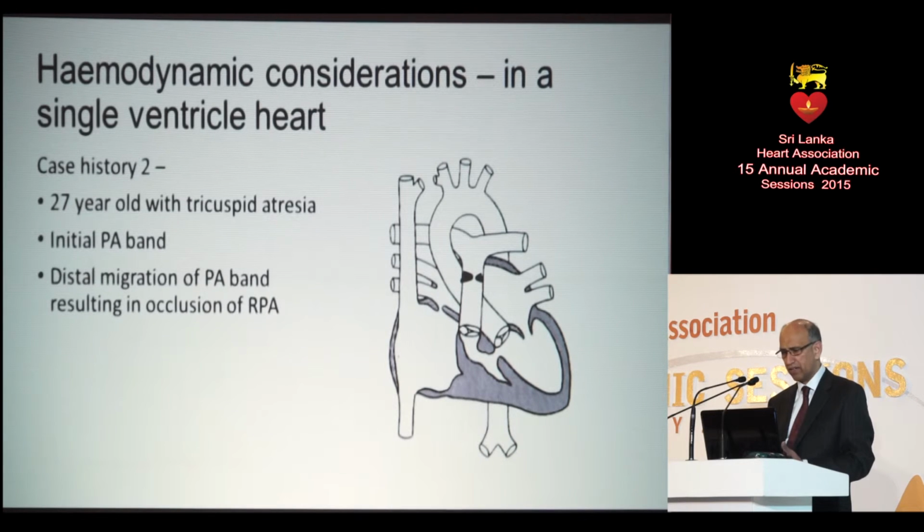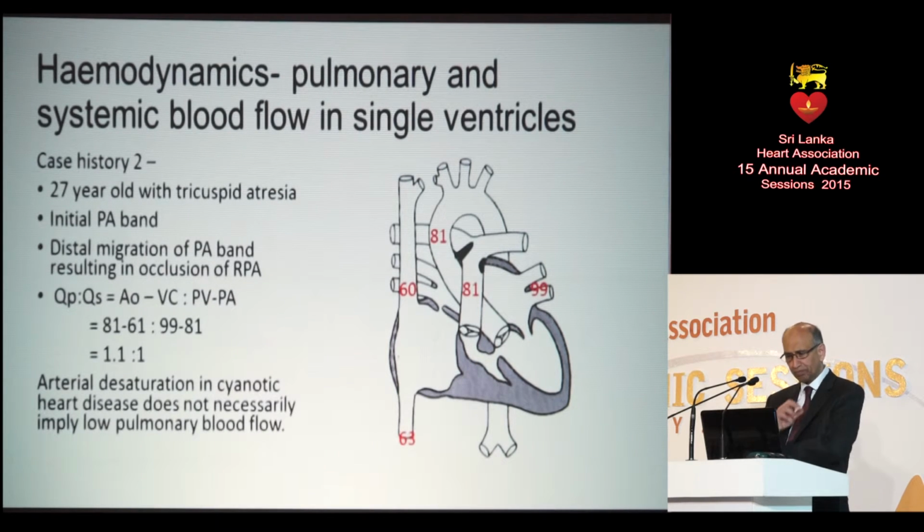Unfortunately, the band migrated. That is to say, the band was pushed along the main pulmonary artery, and it resulted in occlusion of the right pulmonary artery. Here is a cardiac catheter done at that time, and just to go through the same principles of shunt calculation, to illustrate the fact that in cyanotic heart disease, even though they may be cyanosed, it doesn't necessarily mean that they have low pulmonary blood flow.